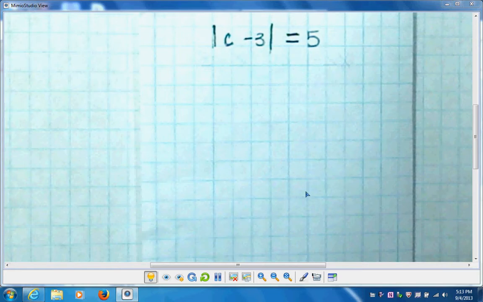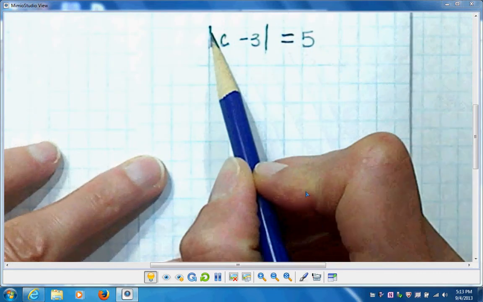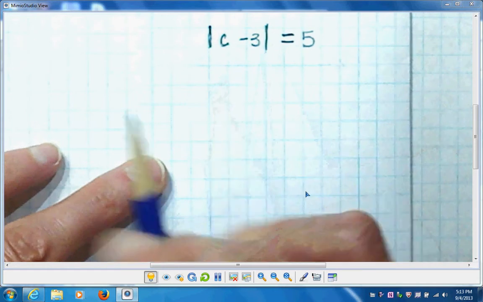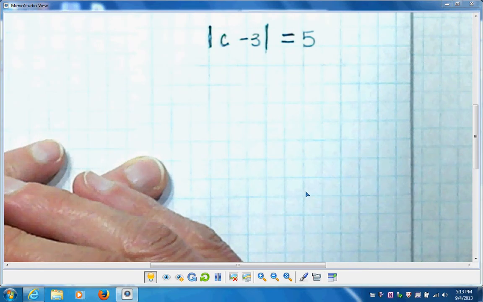How to figure out the answer to this absolute value problem simply by graphing. So when we look at this kind of absolute value problem, let me just reiterate that these straight up and down bars mean we're going to perform an absolute value function. An absolute value function is the same as distance.